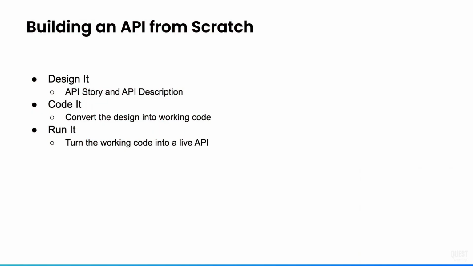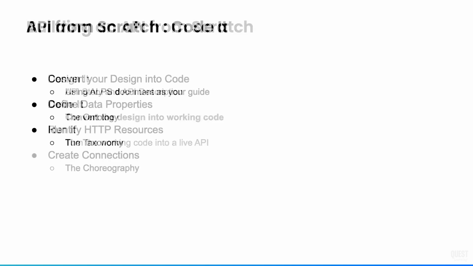All right, let's move on to the next step. We've designed our API using all our design assets, diagrams, and so forth. Now we're going to code that same API. We did our API story, our description, and our diagram. Now we're going to focus on converting all those design assets into working code. That's really the job here.